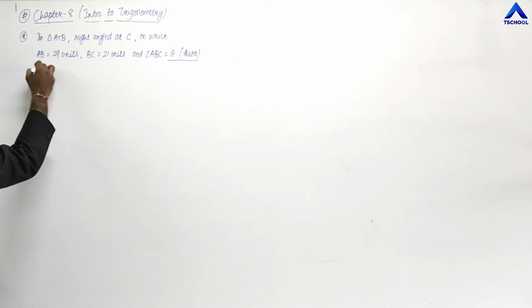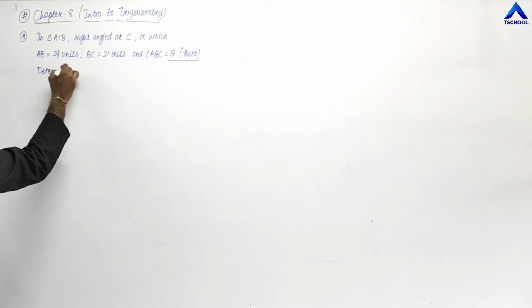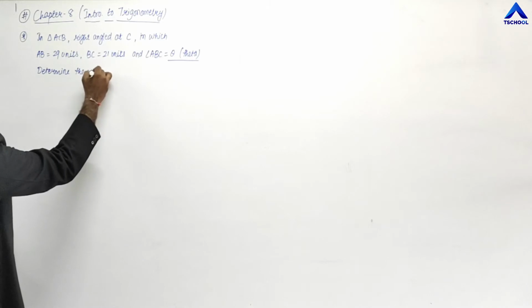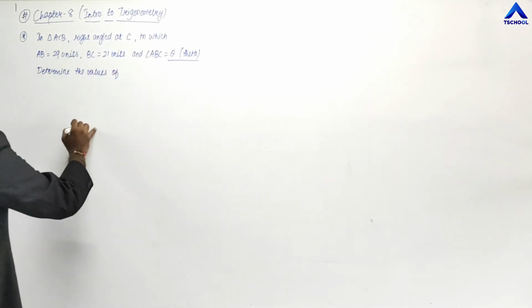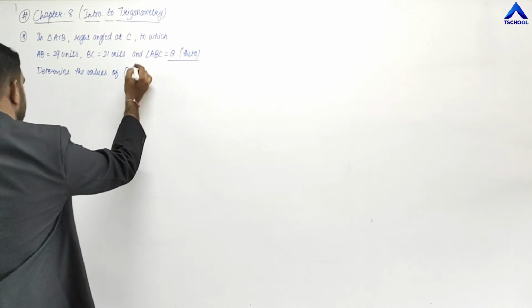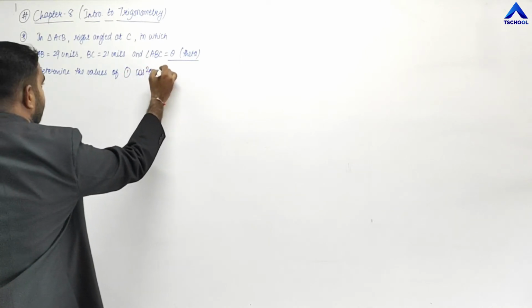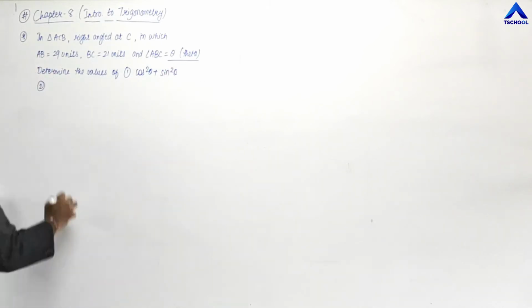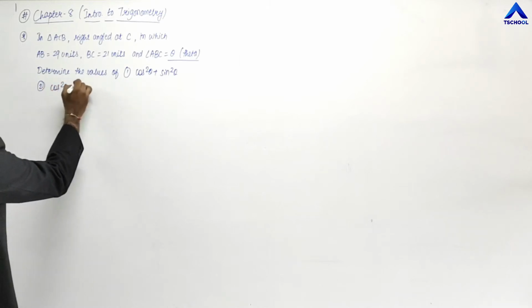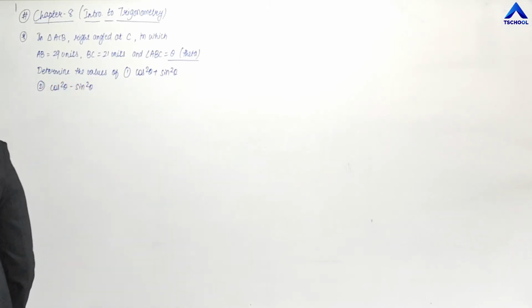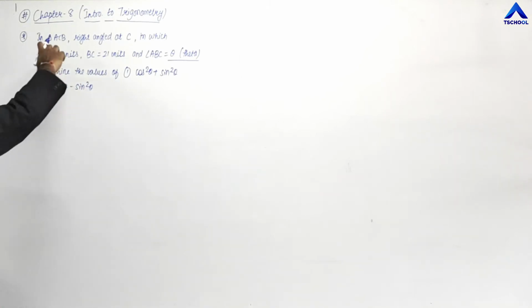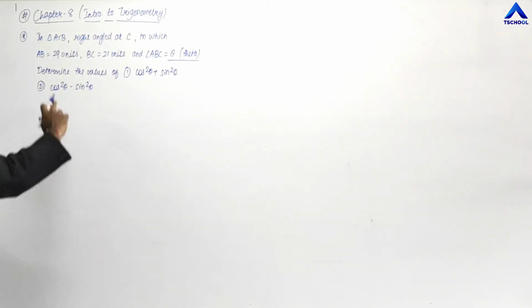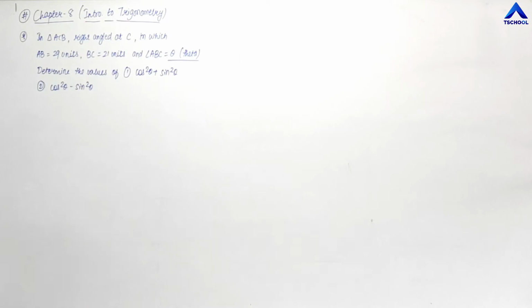These are given, then determine the values of the first one, that is cos square theta plus sin square theta, and the second one, cos square theta minus sin square theta. We are given these three things. The first one is triangle ACB, right angled at C, AB equals 29, BC equals 21, and the third one, that is angle ABC equals theta.